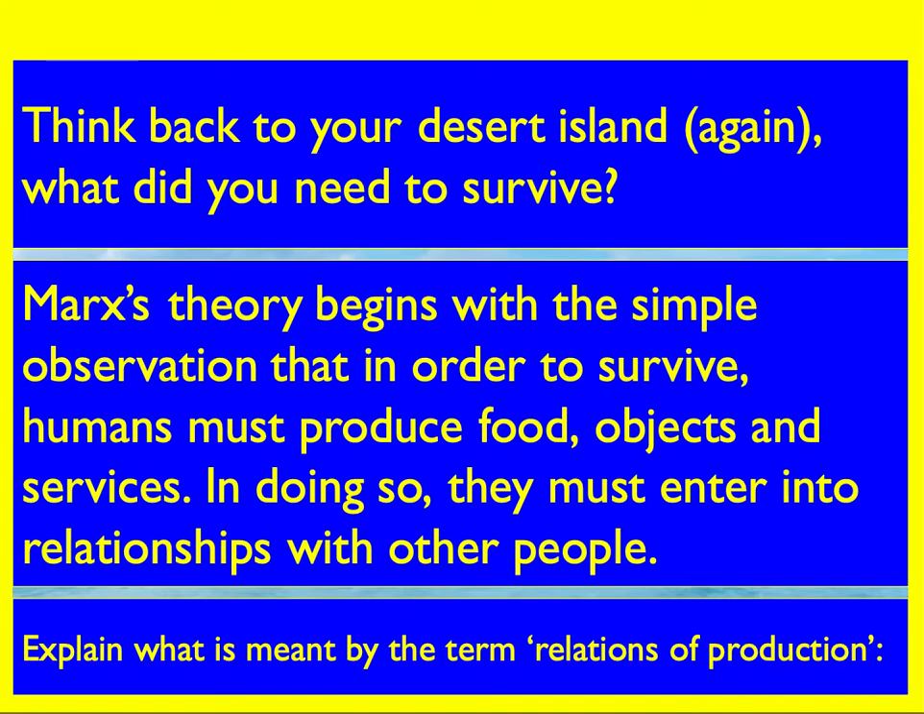A useful starting point is to go all the way back to our first sociology lesson in September. You were asked to create a new society from scratch on a desert island. Your answer to the first question is a useful way of thinking about the meaning behind this term, relations of production. In other words, the relations of production refers to the relationships people enter into to produce food, objects and services.